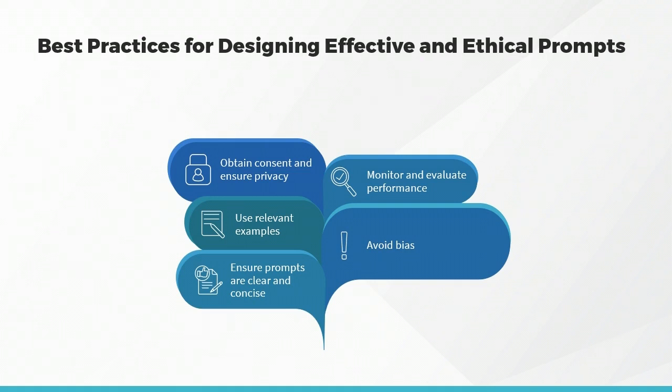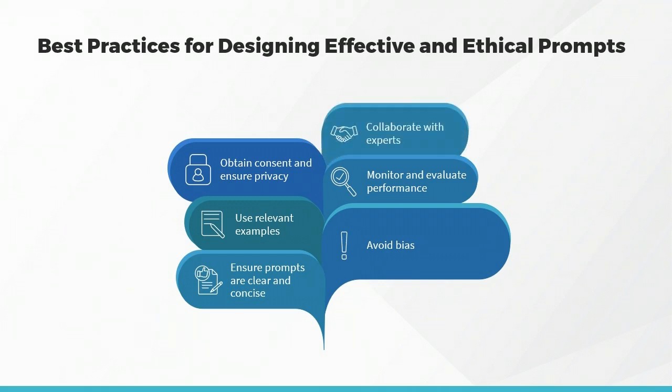Obtain consent and protect privacy. If using prompts from public sources, such as social media or online forums, it is important to obtain consent from the individuals who created the content and to ensure that their privacy is protected. Collaborate with experts. Collaborating with experts in the relevant field or domain can help ensure that the prompts are accurate, relevant, and free from biases. By following these best practices, language models can be designed and trained to generate accurate, relevant, and ethical text that can be used to support various tasks and applications.